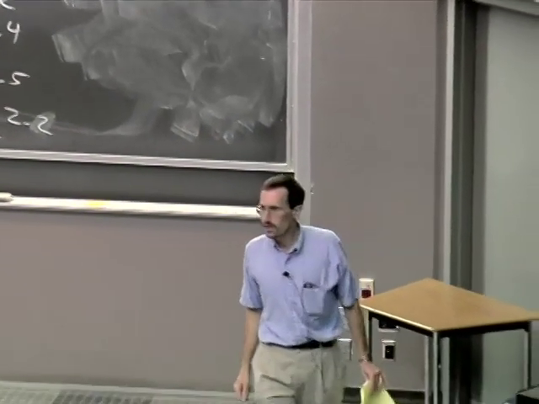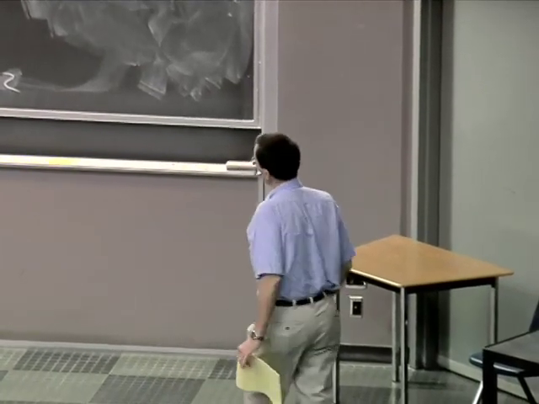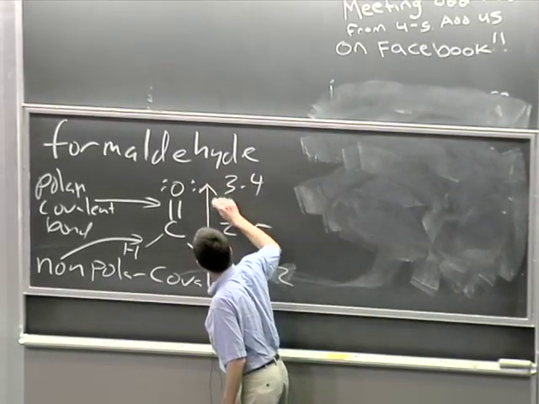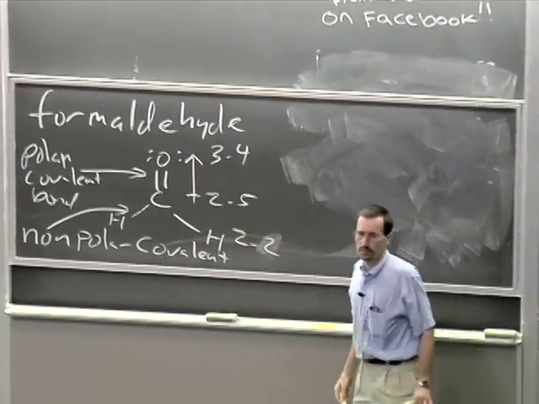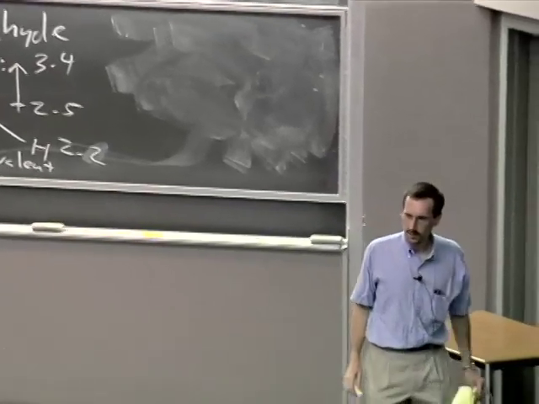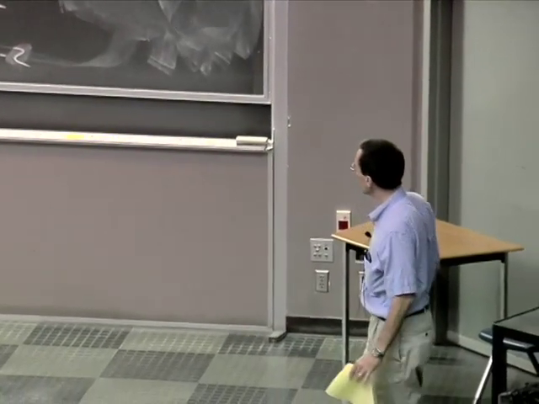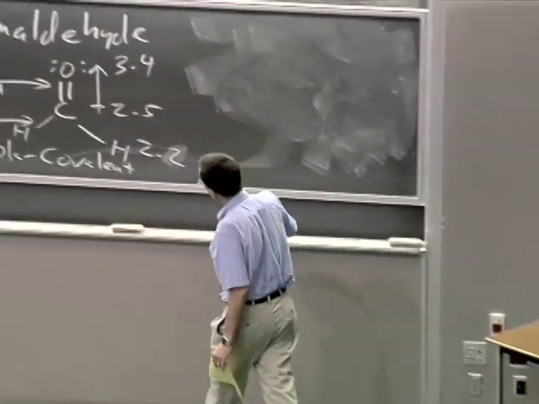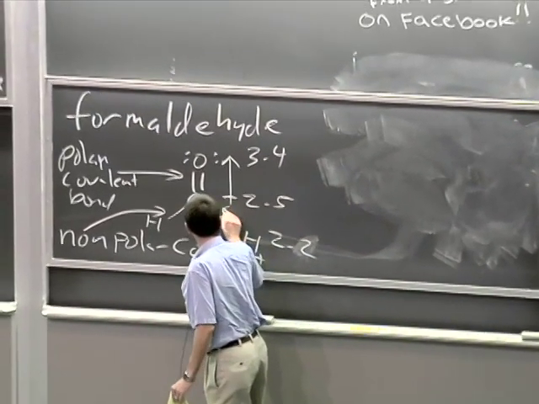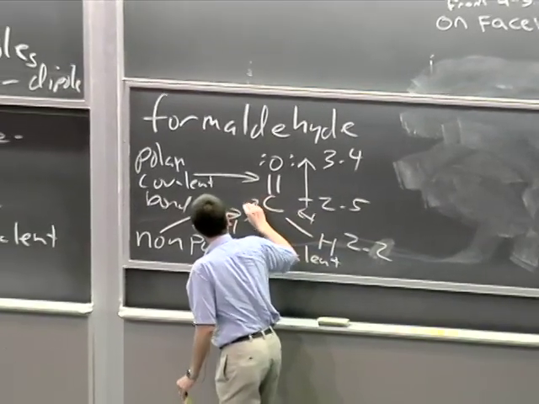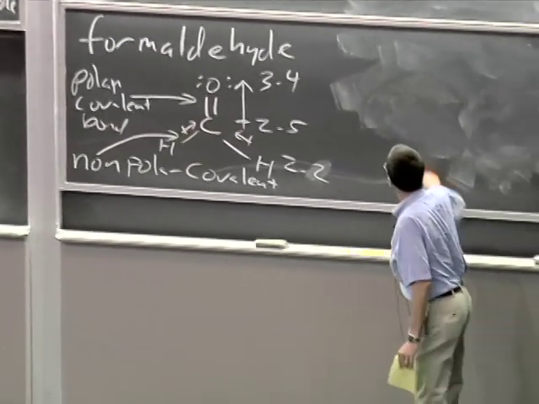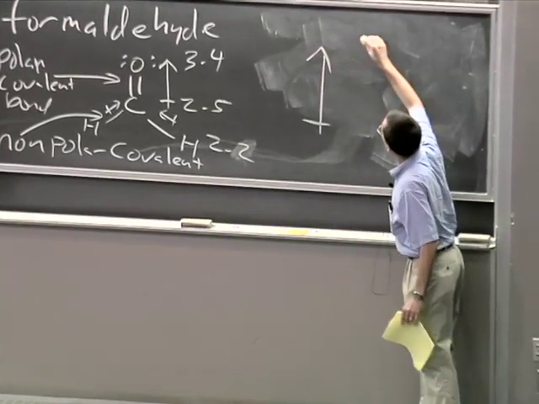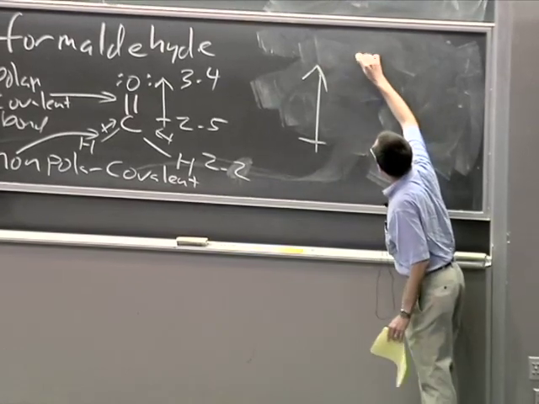The main bond dipole in the molecule is going to be the CO bond dipole. There are also a couple of small bond dipoles from the CHs. Not very important. But the overall result is that you have a net molecular dipole, like so, pointing upward to the carbonyl.